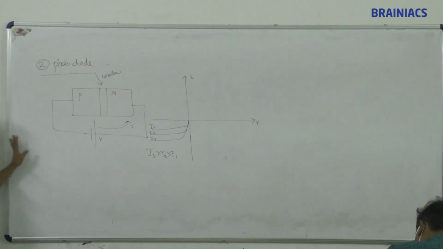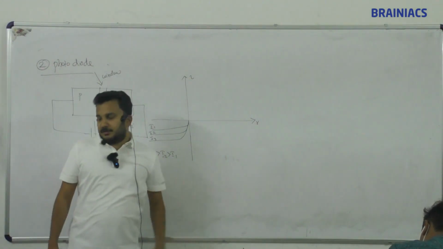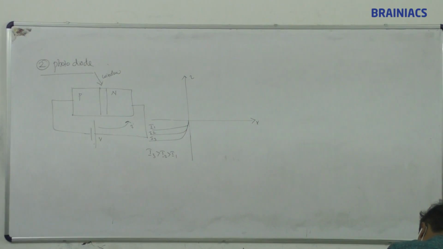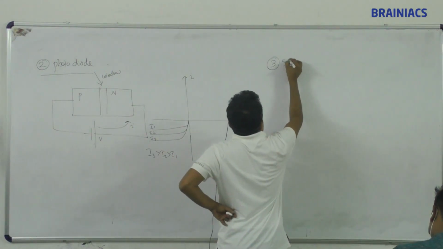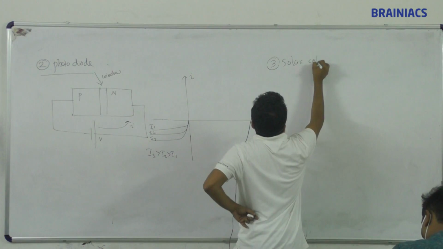Next one, solar cell. This graph is important. The rest of the things are not much. Next one, solar cell. Solar cell is straightforward again.